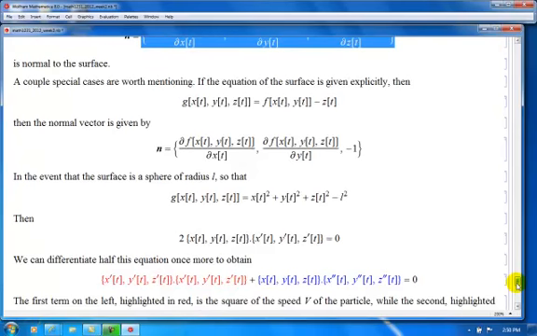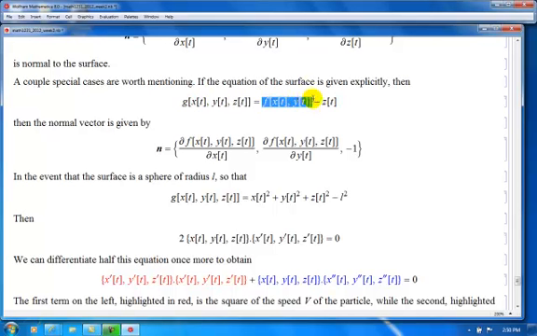So let's press on and do that for the case when we have an explicit representation of z as some function of x and y. So our g becomes f of x and y minus z, and so the normal is just df dx, df dy, and minus 1, as is in the notes.